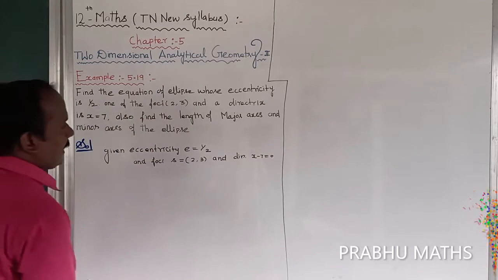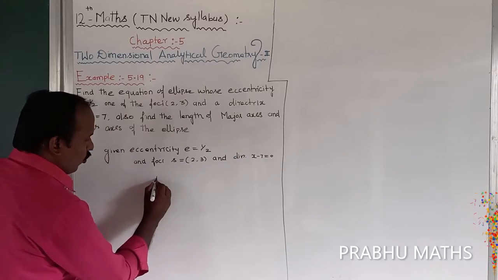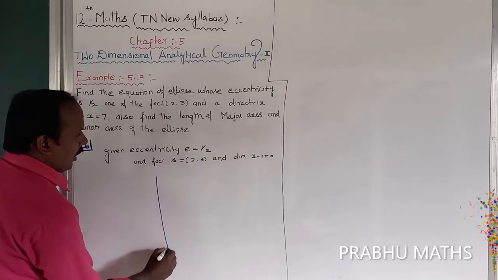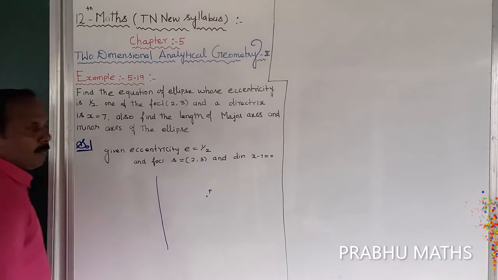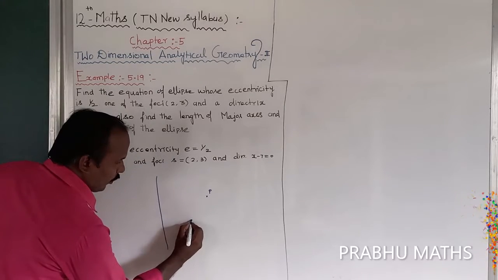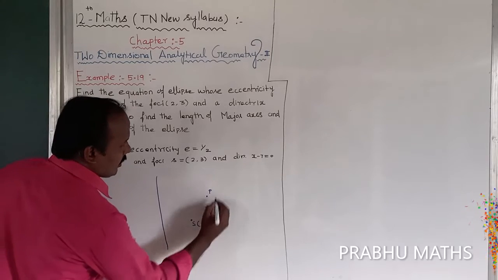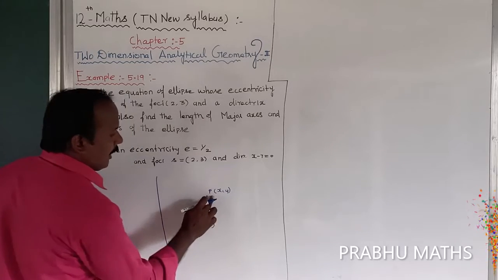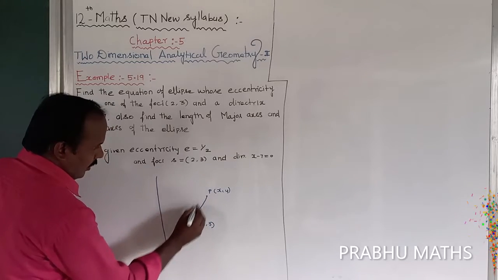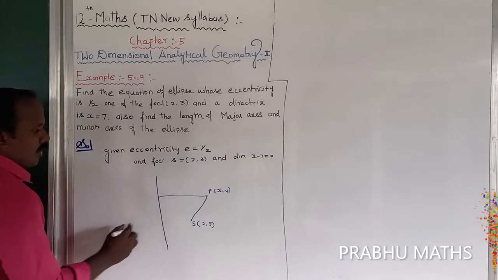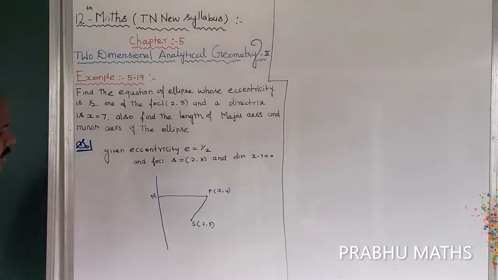First of all, the directrix is a fixed line. So draw the fixed line. Then take any point on the plane, that is called P, with coordinates (x, y). The focus is a fixed point, S of (2, 3). Connecting these, that is the conic section, and M is the foot on the directrix.